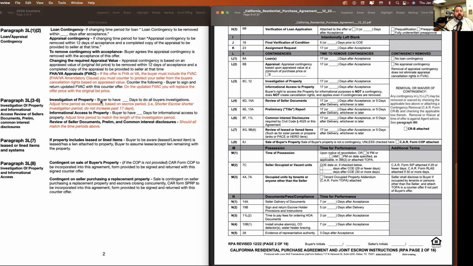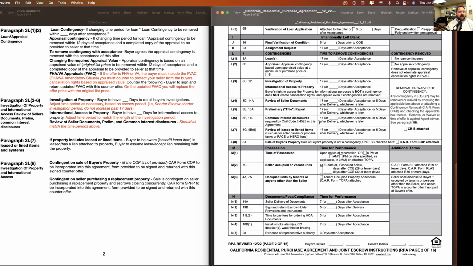Okay. So if I'm going to change the investigation of property, buyer to have 10 days to do all of buyer's investigations, then I must also counter informational access to property is the same. Buyer to have 10 days or 12 days, depending on my appraisal contingency, for informational access to property. Okay. The review of seller's documents should match the same as the investigation. I shouldn't have to make those longer. So again, if I shorten it to 10 or 12 days, then I have to shorten that for the review of seller's documents. And the same thing goes for all of these, right?